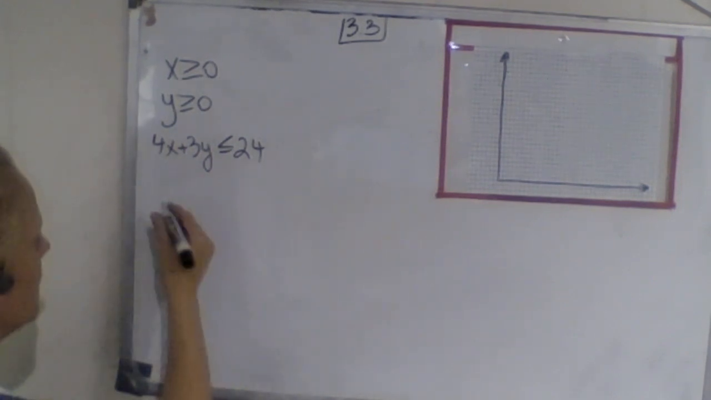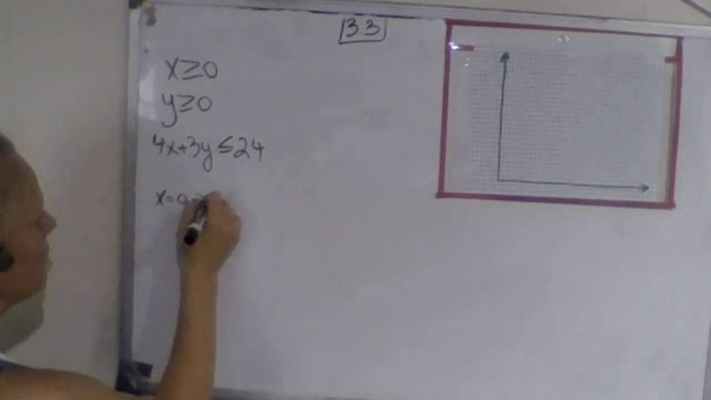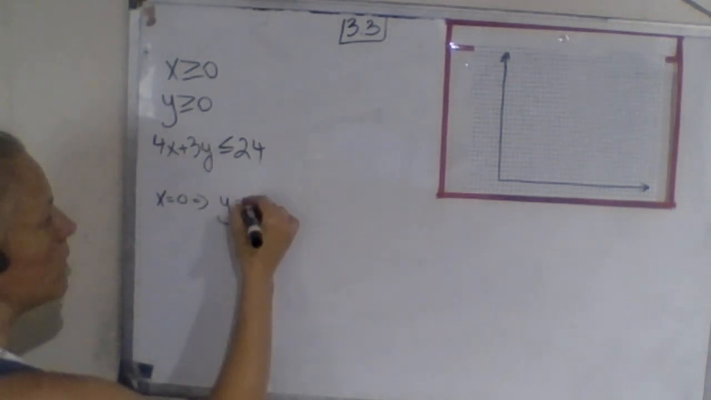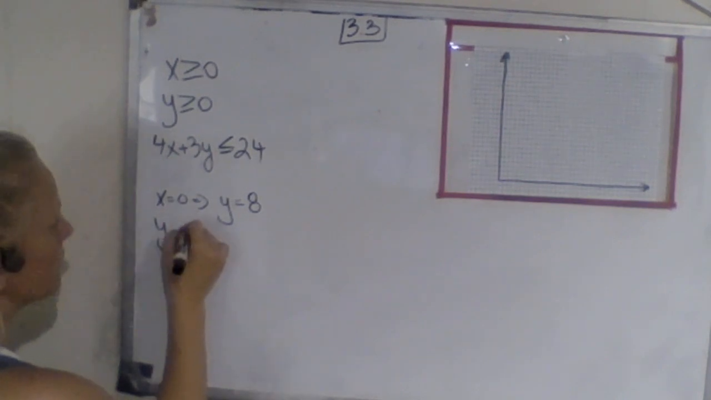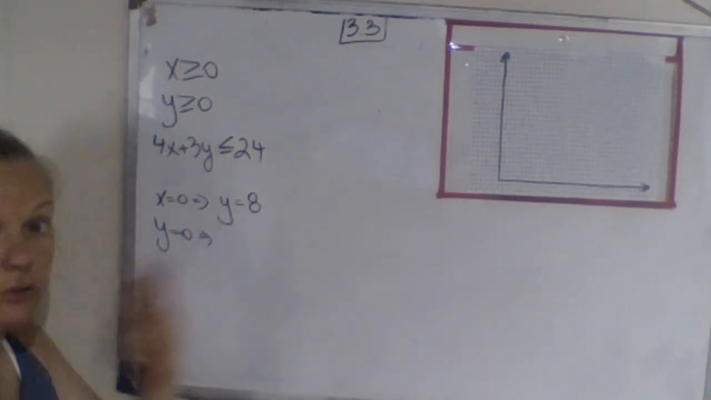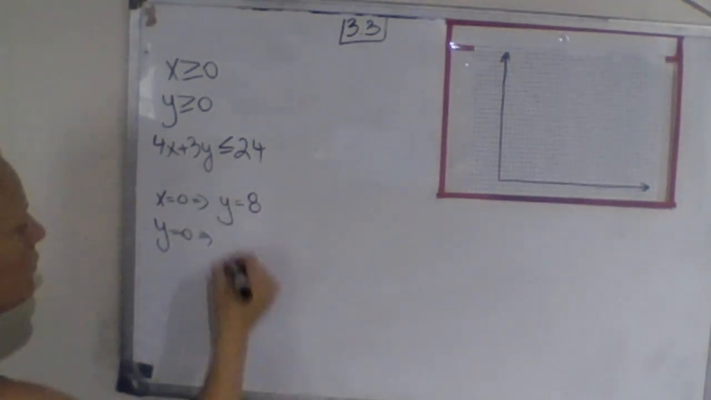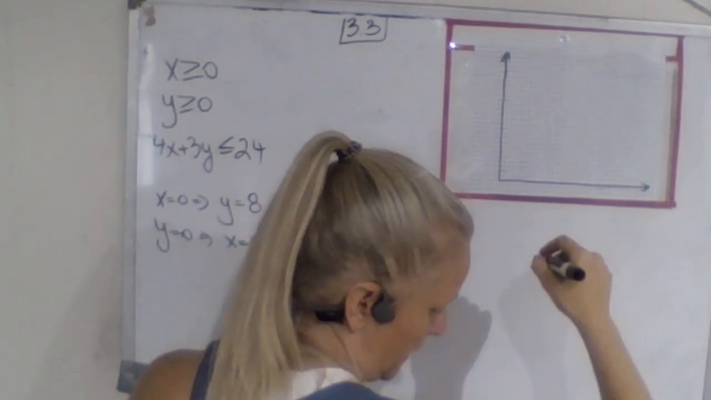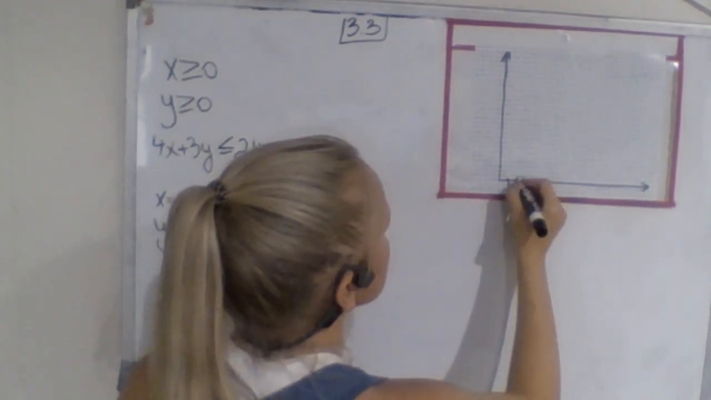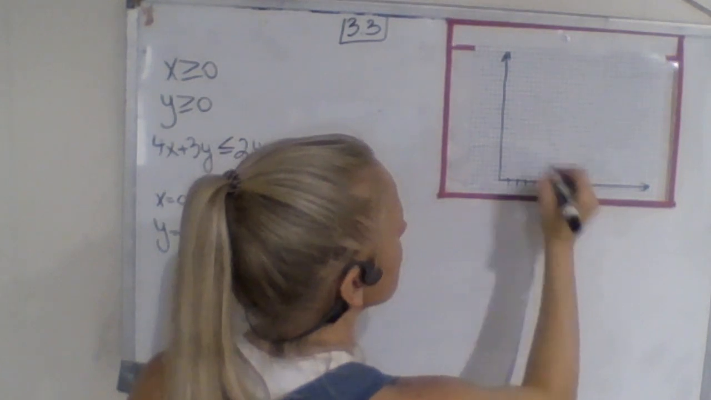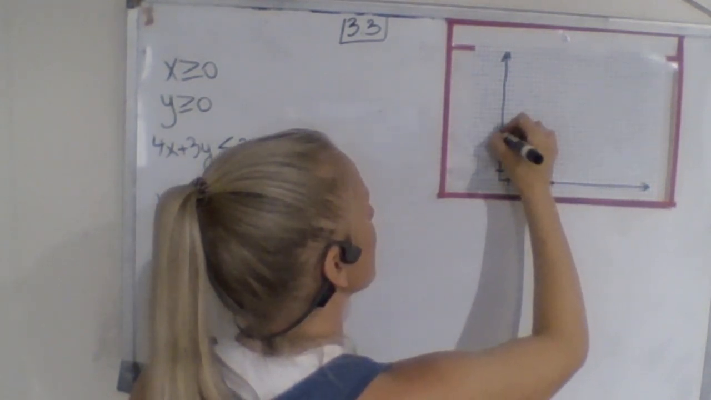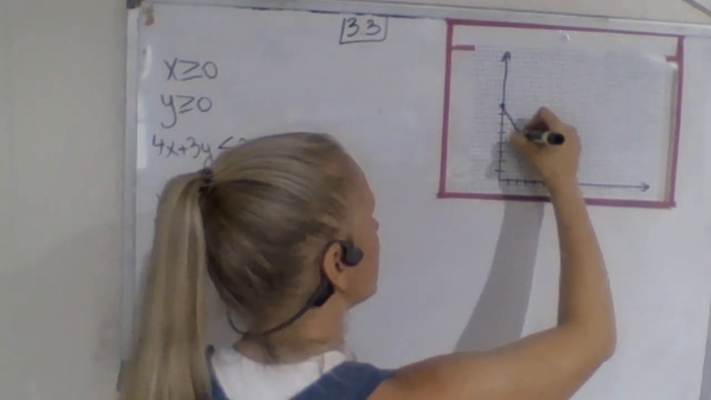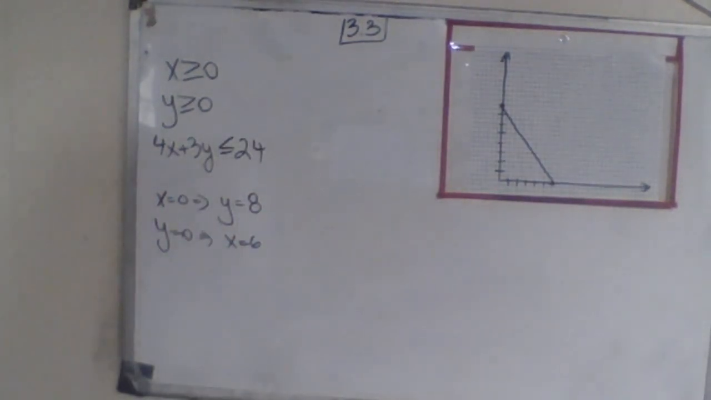This is a standard form. If x is 0, then 3y equals 24, y equals 8. If y is 0, we've already done this many times, so I'm expecting you to know how to do this. 4x equals 24, my x is 6. So I need my x to be 6, my y to be 8. 1, 2, 3, 4, 5, 6. 1, 2, 3, 4, 5, 6, 7, 8. My line is continuous. I have less than or equal to. Here it is. And I need to know where to shade.